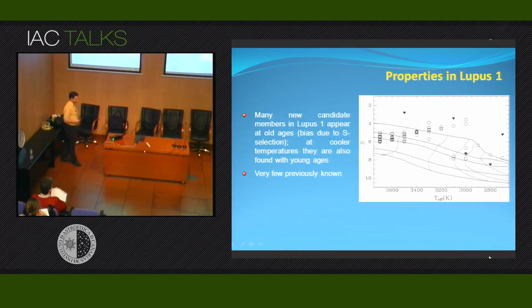These are objects that are selected from our sample exactly in the same way. At this stage, we don't make any distinction between known members or non-known members. These are objects for which we can fit a temperature and we can derive the value of S. And then we look at which ones of those were already known from previous surveys. The ones that were known from previous surveys are the black triangles. The ones that we find as new are the white circles.